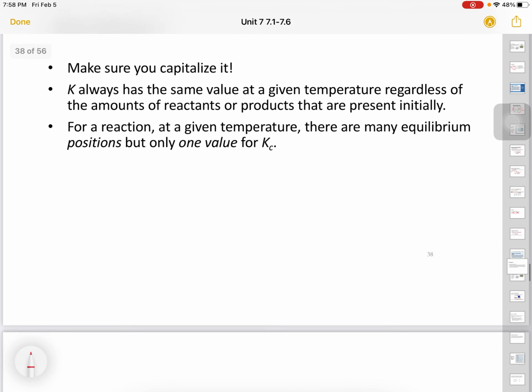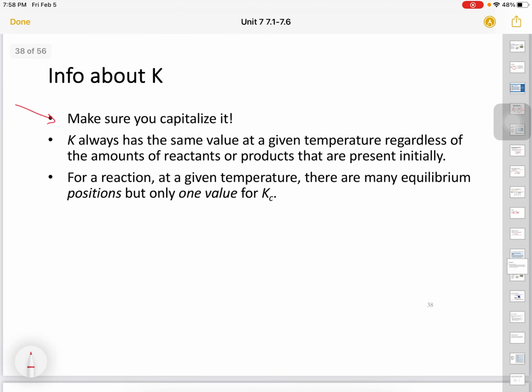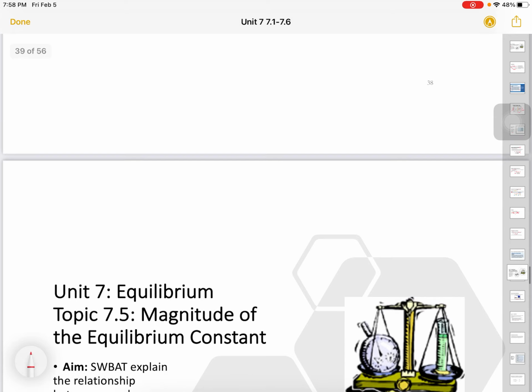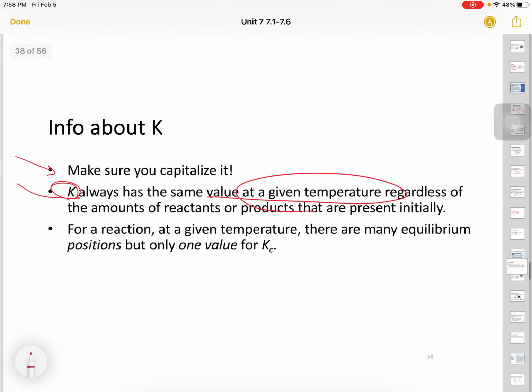Things to remember about K. You want to make sure you capitalize it. K is a constant as long as the temperature is constant. We'll talk about what happens if you alter the temperature later on. So there's only one value for K at a given temperature. And that's it for that part of the show. That was just learning how to substitute in your values. In the next lesson we'll talk about what that value means in terms of its magnitude, and also how we can manipulate the number. I know you're very excited.